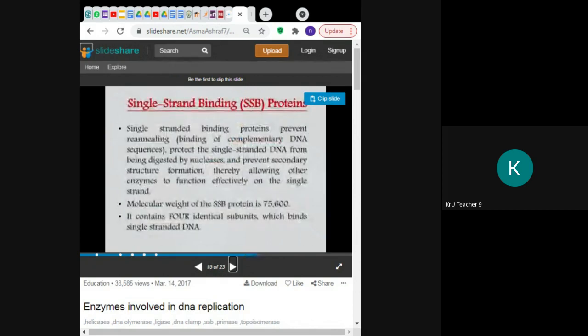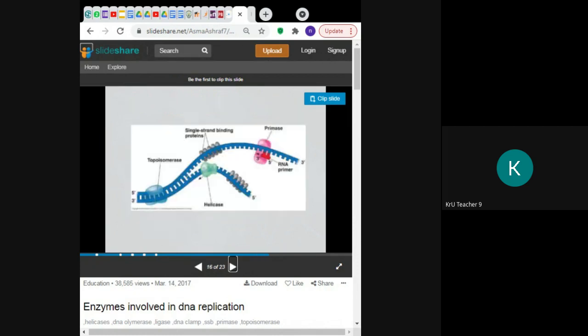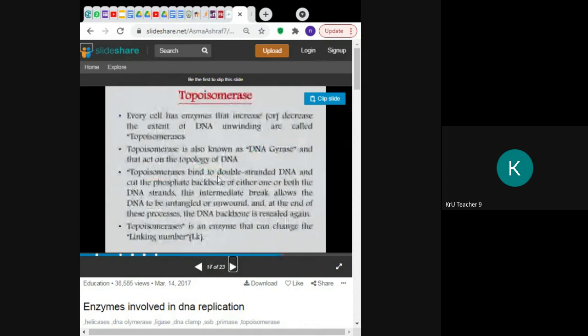And single strand binding proteins. As the helicase enzyme unwinds the DNA, these single strand binding proteins bind to the single strands of DNA to prevent the DNA from leaking. They are almost double the number of helicase enzymes, and they consist of four subunits. These are single strand stabilizing proteins, so the DNA cannot rewind again.